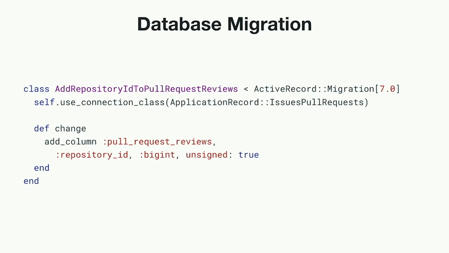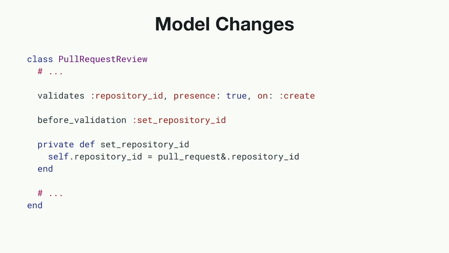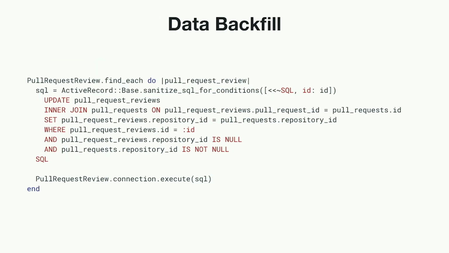So in Rails terms, it looks something like this. For every table we want to migrate, we had to prepare a database migration, add the new column, and run this on production. And then we would change the model code to make sure that all the new records get created with a repository ID. In this case, all the pull request reviews would get created with a repository ID taken from the parent pull request. And then we would do something like this, where we loop through all the data that we have in the database and run this SQL query to fetch the parent repository ID and write it to the record. Obviously, this is very simplified.